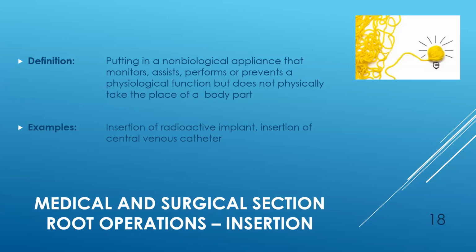So an example would be even a radioactive implant, or an insertion of a central venous catheter. We use these a lot, like a PICC line, a VAD. Even radioactive elements, when they're inserted, would be an example of insertion because they are devices, they're not biological, they do remain in the patient, and they do prevent physiological functions, and they're not taking the place of the body part's functionality. Next slide, please.